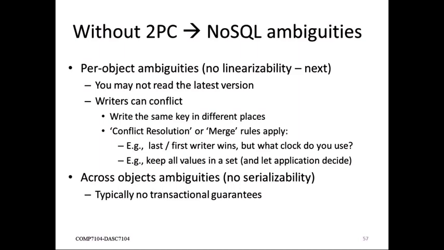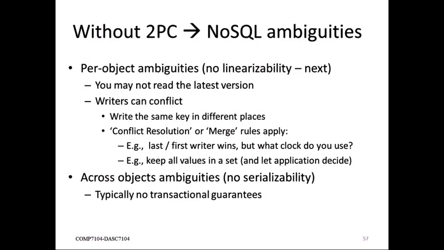So now the spectrum of potential problems or anomalies becomes wider with respect to what we discussed before, including such per object ambiguities that we didn't have before. They may come in the form of not being able to read the latest version of the data, or writers may conflict, and therefore we need conflict resolution policies and so on. And obviously we may have the anomalies or problems that we saw before in the concurrency control section, across object ambiguities and no serializability for transactions.